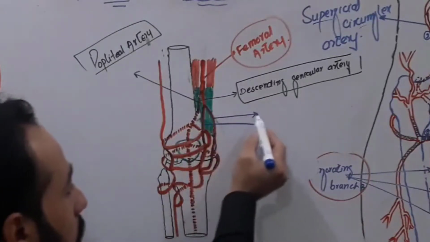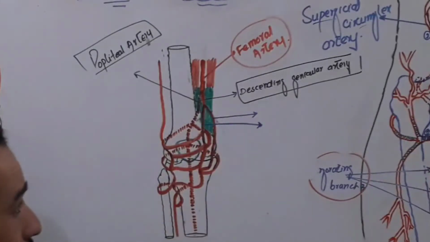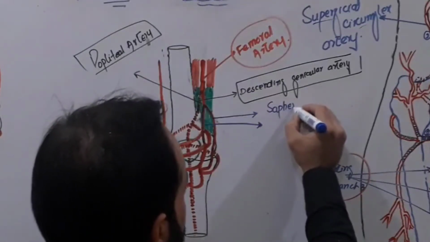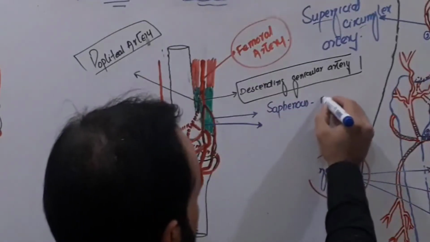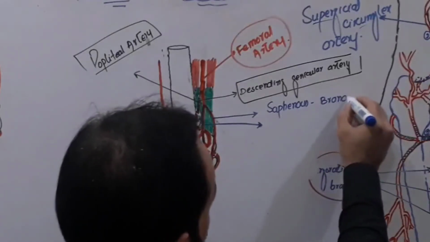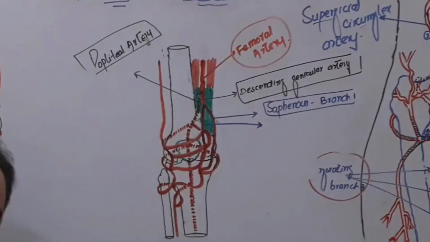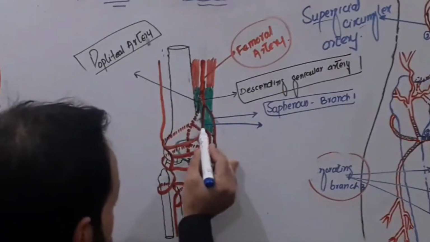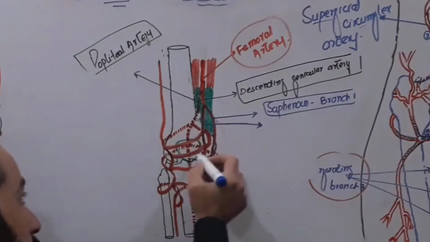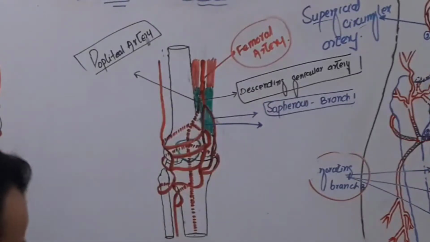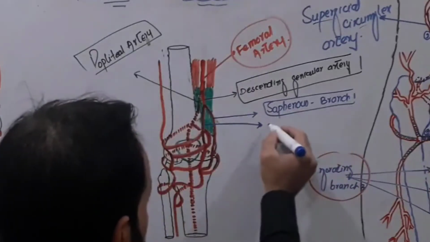So what is the name of this branch which is given by the descending genicular artery? That is called the saphenous branch, right? Let me name it here as saphenous branch, and we will see it in a while. This is the saphenous branch of the descending genicular artery, and this one is coming to the knee joint, articulating here. That's why we call it the articular branch.